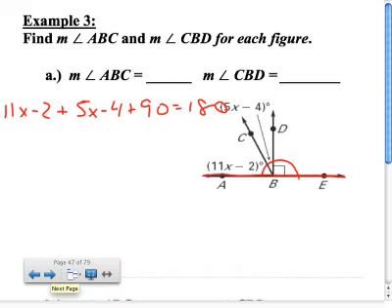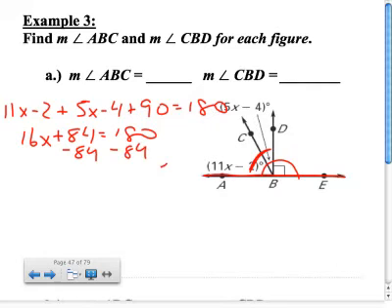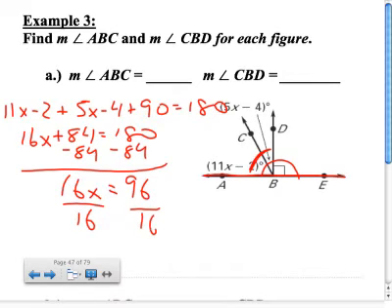And really if you didn't want to do it that way, you could have just said that these 2 angles add up to 90, same idea. That's where we're going to end up anyway. So you have 16x plus 90 minus 4 is 86, minus 2 is 84, equals 180. Subtract your 84 from both sides. 16x equals 96, divide by 16, x equals 6.